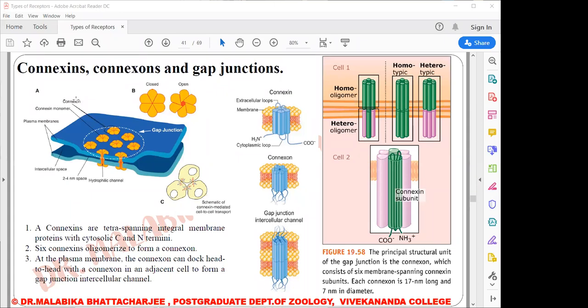Connexin, or the connexin monomer. So this one monomer is the connexin monomer. As I said, they are tetraspanning. They span the membrane 4 times. If you see this loop, you can see 1, 2, 3, 4. These are 4-span membrane proteins, or tetraspanning membrane proteins.